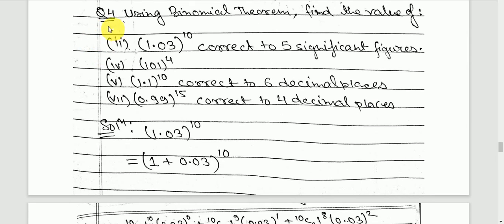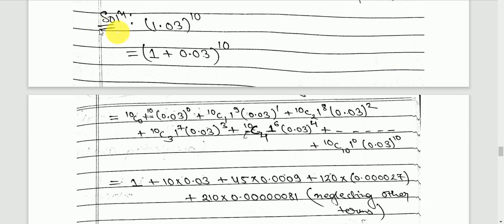Question number 4. Using the binomial theorem, find the value of. Here, though I've done all the questions, I will just explain the first one. So 1.03 to the power 10, correct to 5 significant figures. This 1.03 to the power 10 can be written as (1 + 0.03)^10. Now you can see there are 2 terms, so it's a binomial expression, so you can use the binomial theorem here. Here n is 10, but you don't have to write till 10.